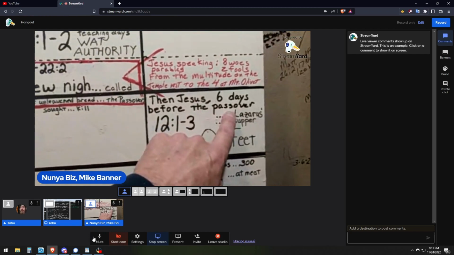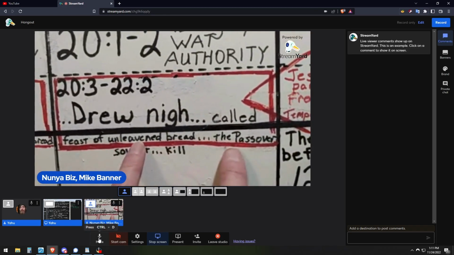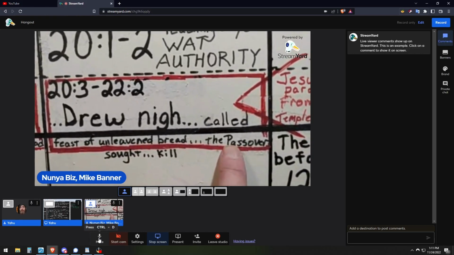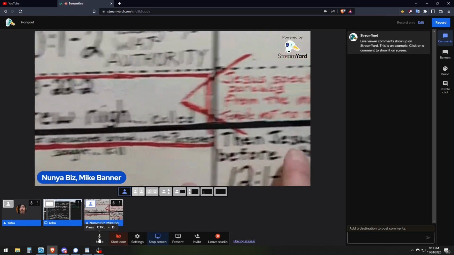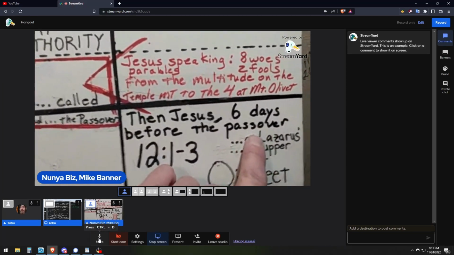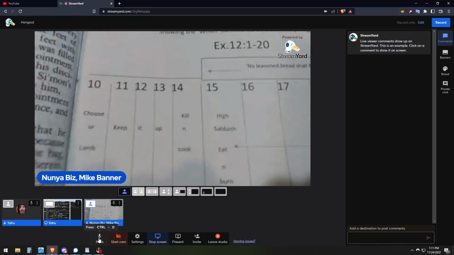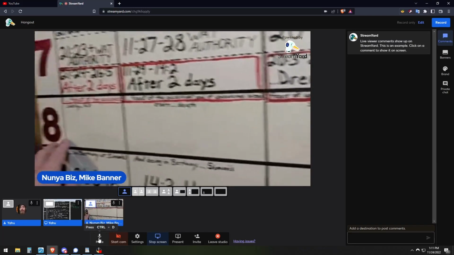Yeah, since the King James is pretty good, they used the Feast of Unleavened Bread, which is called the Passover, with a capital P in Luke. Thank goodness for the King James, they're consistent. There's a small p here. Then Jesus, 6 days before the 14th. Well, what's 6 days before the 14th?